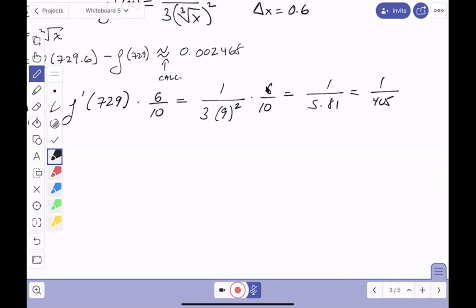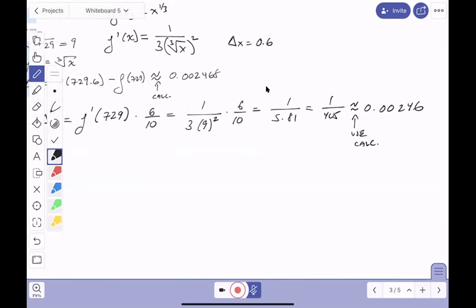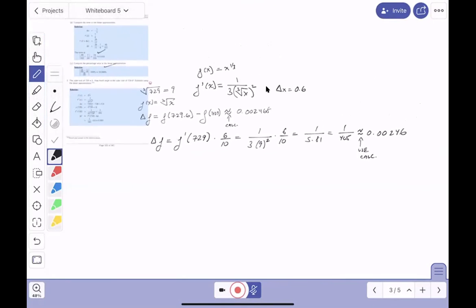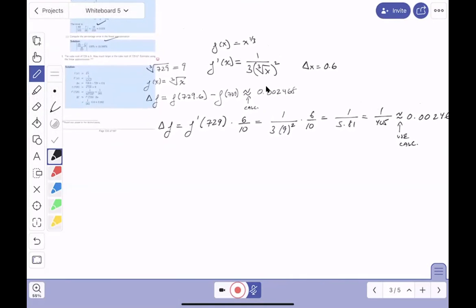All right. I actually did that computation on my calculator too. Yeah, this one turns out to be approximately 0.00246. And I used a calculator. So let's see if we got that number, and I'm seeing it right over here.